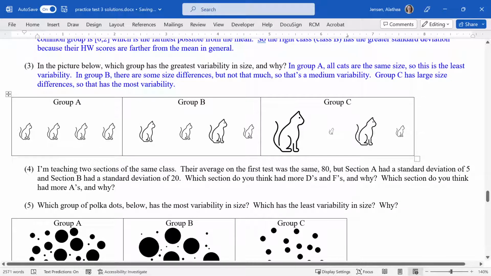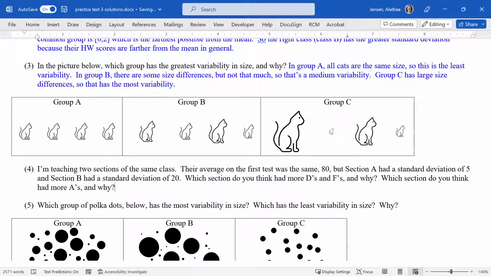Number 4 rather. I'm teaching 2 sections of the same class. Their average on the first test was the same, 80, but section A had a standard deviation of 5 and section B had a standard deviation of 20. So which section do you think had more D's and F's and why? And then which section do you think had more A's and why?